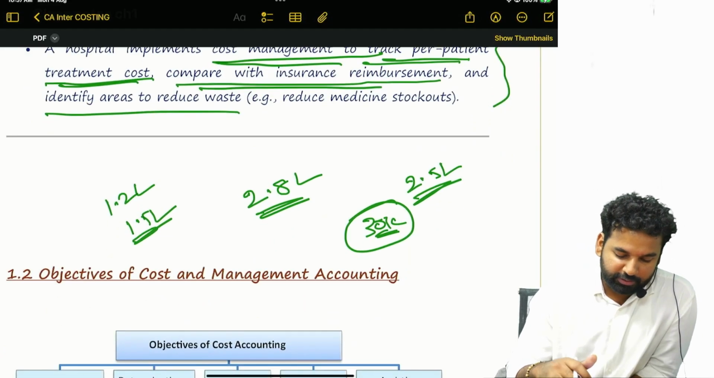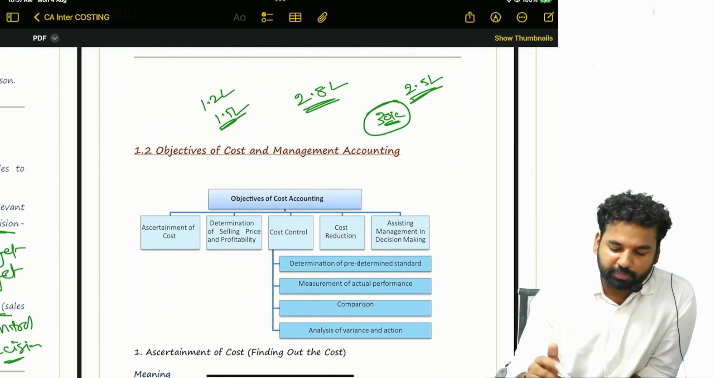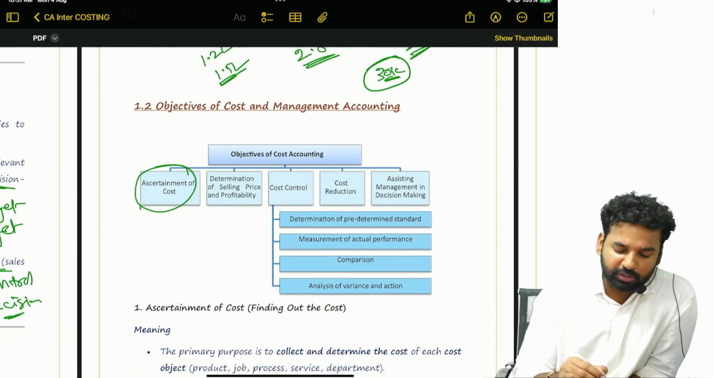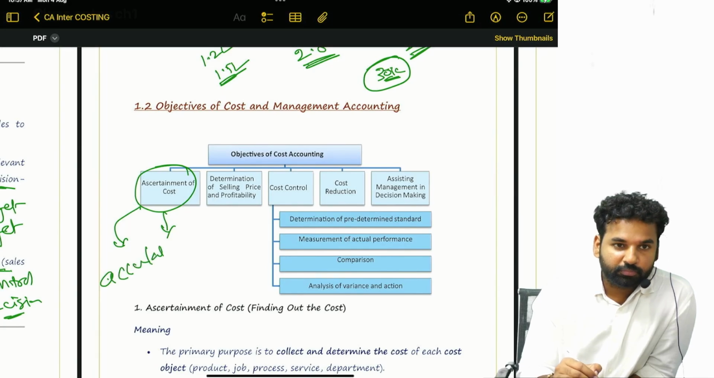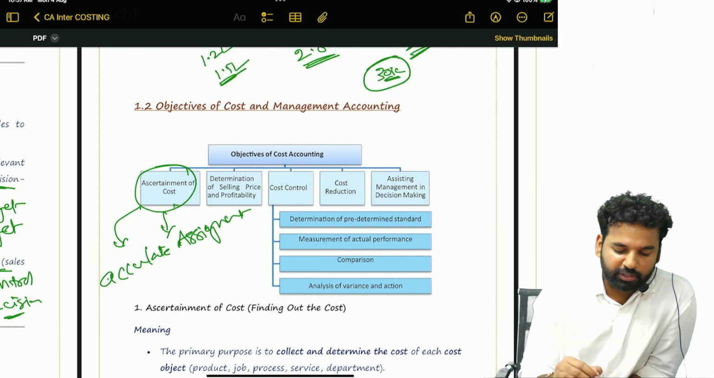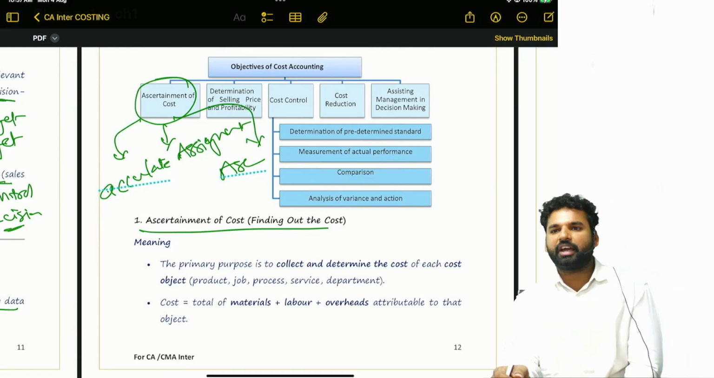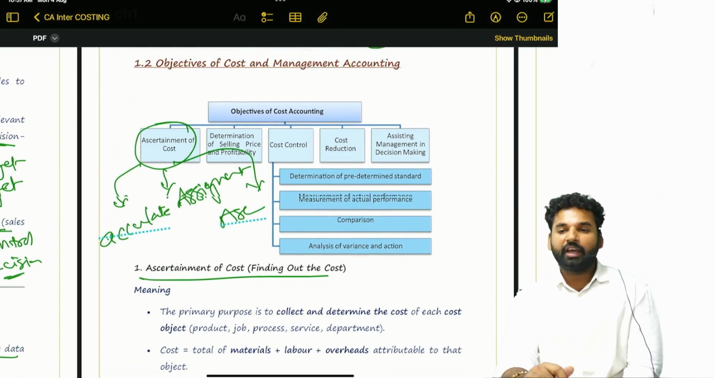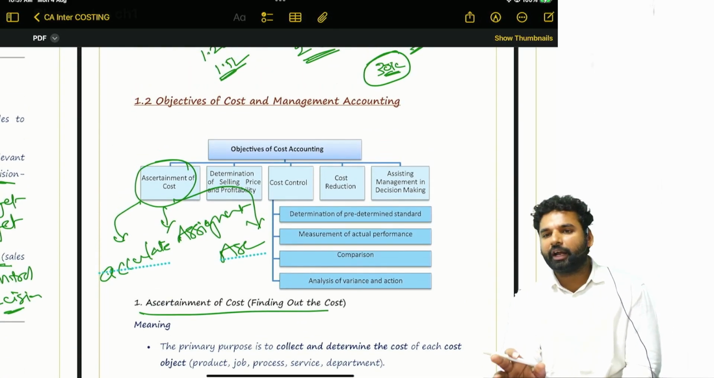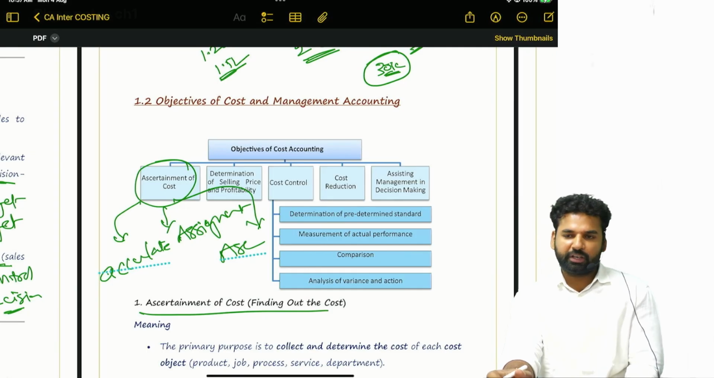Okay, right. Next, objectives of cost and management accounting we have seen. In this ascertainment of cost we have seen. In this ascertainment of cost we have three elements. One is accumulation. Okay, next assignment. Okay, assignment. Next ascertainment. So these are the three elements. So ascertainment of cost. Ascertainment of cost is nothing but calculation of cost or finding out the actual cost on a particular item, on a particular department, on a particular product.